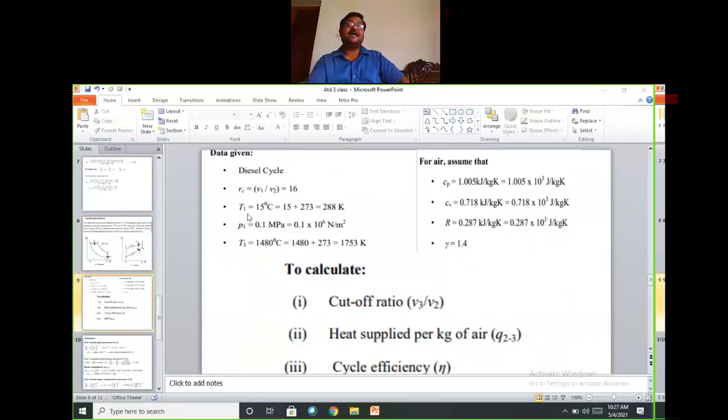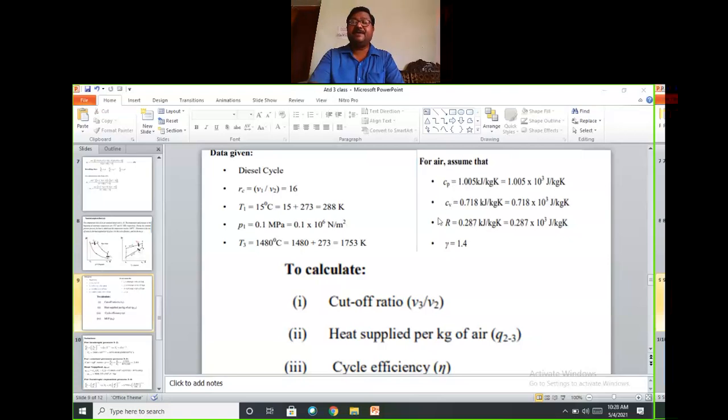For the diesel cycle, the given data: rc is V1 by V2, which is 16. There is no unit for ratios. Temperature T1 is 15 degrees, which becomes absolute 288 Kelvin. P1 is 0.1 into 10 to the power of 6 Newton per meter square. And T3 is 1753 Kelvin.